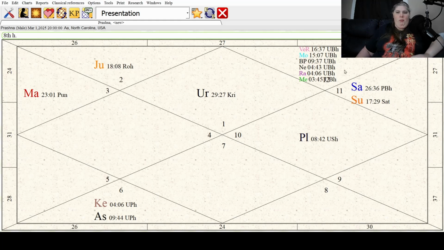Now family wants to be more involved with the elder sibling, more involved with your paternal aunts or uncles. But either way, financially, this is a very good retrograde for you.